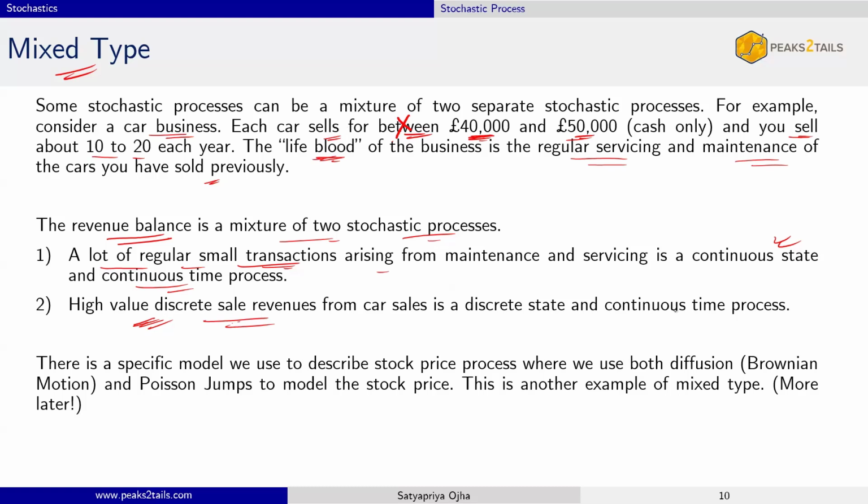So discrete state, but continuous time. High value revenue items, which are discrete, but it is also continuous time because sale can happen at any time. Both are continuous domain, okay? So your overall revenue balance is a sum of these two processes. So you need to combine two different stochastic processes to model your variable of interest. Okay, it's a simple example.